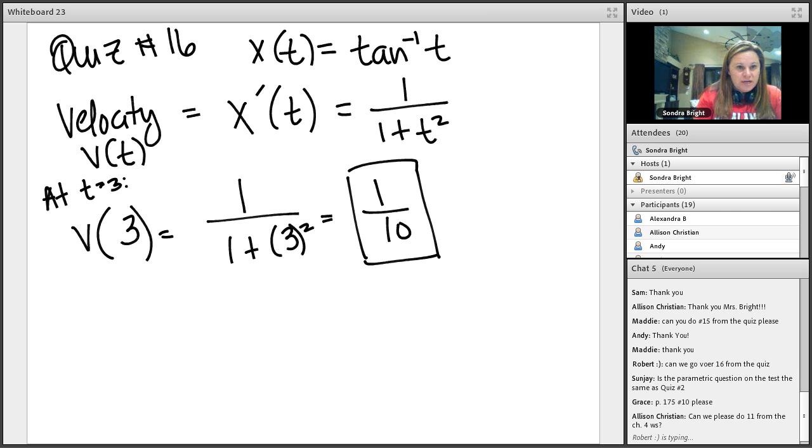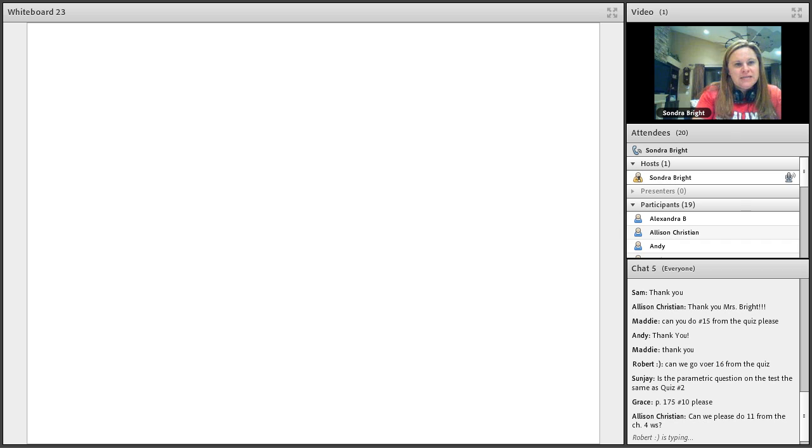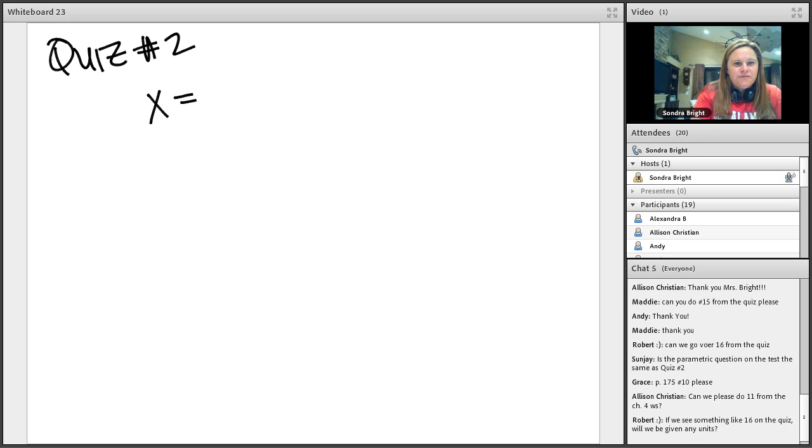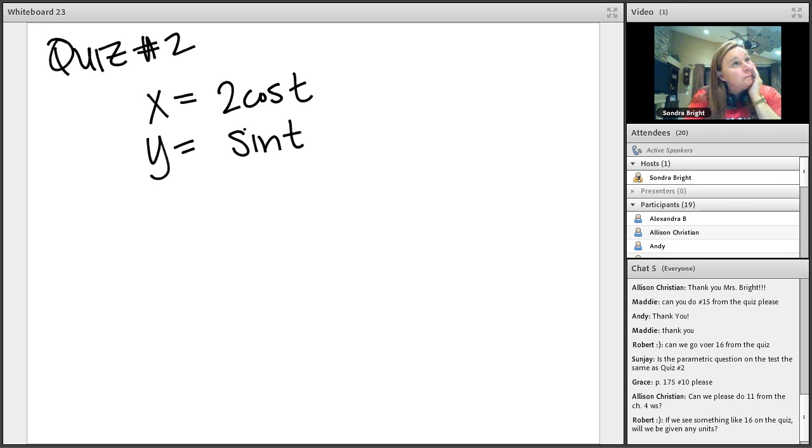So remember, for parametric, all it means is that you have x defined in terms of some other variable, cosine, or t is what this one is, and you have y defined in terms of some other variable. Parametric is super common in physics anyway. You can think of t as time, and so x equals 2 cosine t gives you your horizontal position, and y is going to give you your vertical position in terms of time.